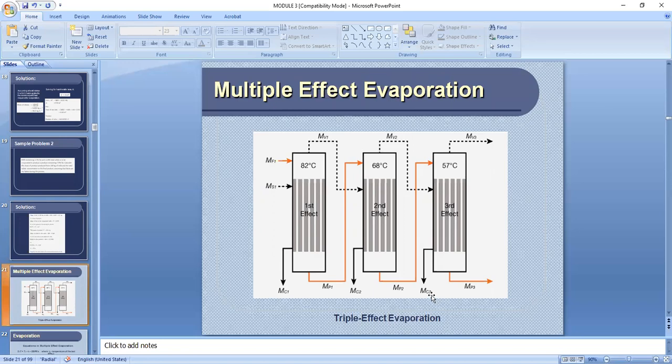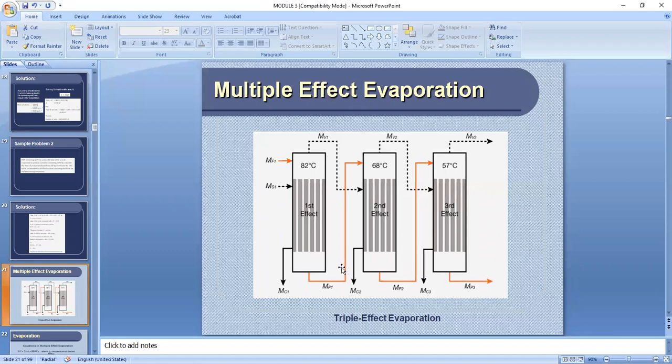As you could see in here, you have a triple effect evaporation system, and you could see that the vapor from the first effect heats up the calandria of the second effect. The vapor of the second effect heats up the calandria of the third effect. The product of the first effect is further processed on the second effect to concentrate it further. The product of the second effect is introduced on the third effect to concentrate it further. The final product is this one.